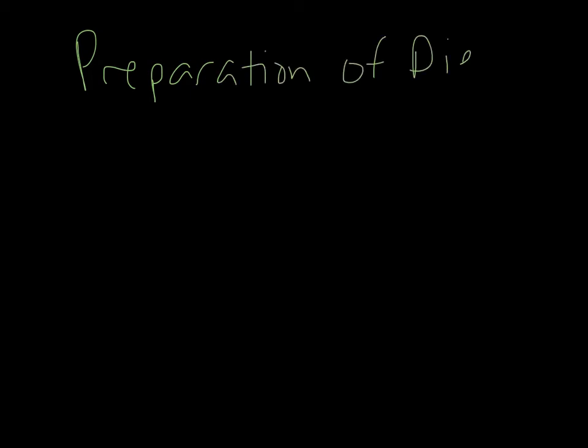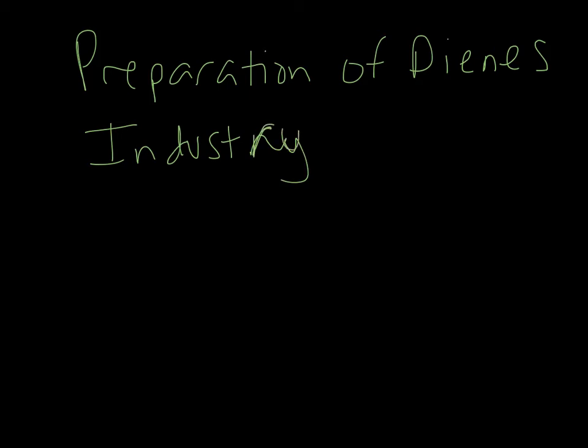So let's take a look at the preparation of dienes. There's the industrial way to do it, and there's also what we would do in the lab. And you're already familiar with the lab ways. What we do in industry is called thermal dehydrogenation.